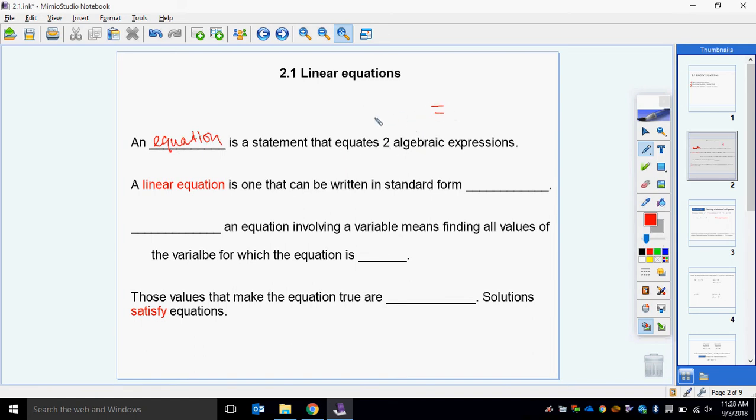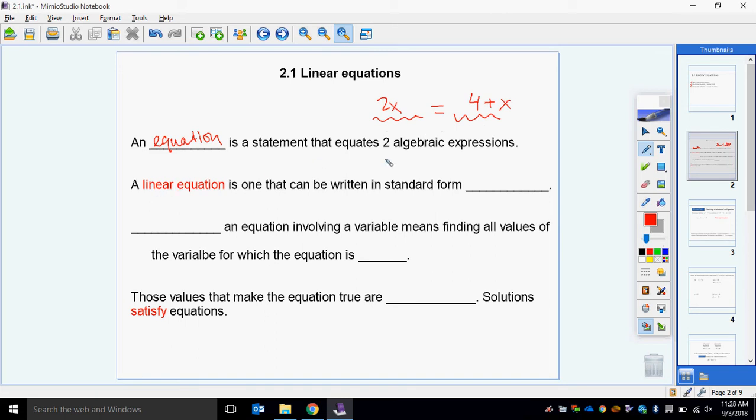Okay, so you're going to have an equal sign, then there's going to be some expression over here and some expression over here. Remember, an expression can have numbers, it can have variables, it can just be a number, or it can be an expression, but an equal sign in the middle and two expressions on both sides.